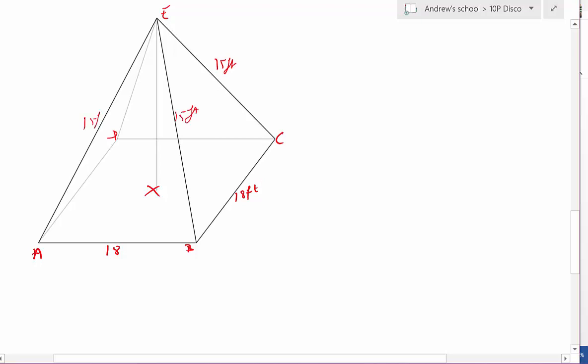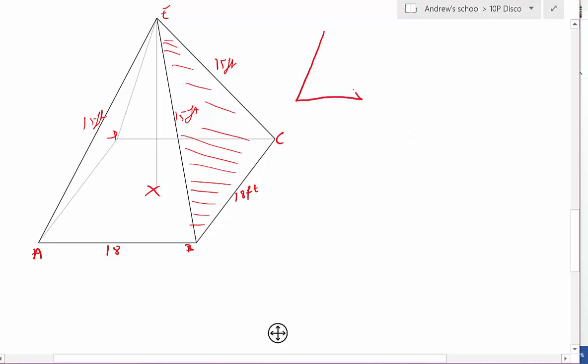Now the problem is we don't know the vertical height of the pyramid to work out the volume, and we don't actually know the altitude of the triangular face to work out the surface area. So really we need to think about exactly what this particular triangle looks like. And of course, if you think about it, what we'll have is an isosceles triangle with sides 15 and 15 and a base of 18.